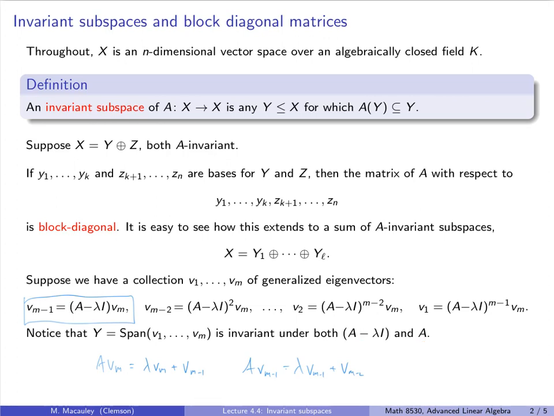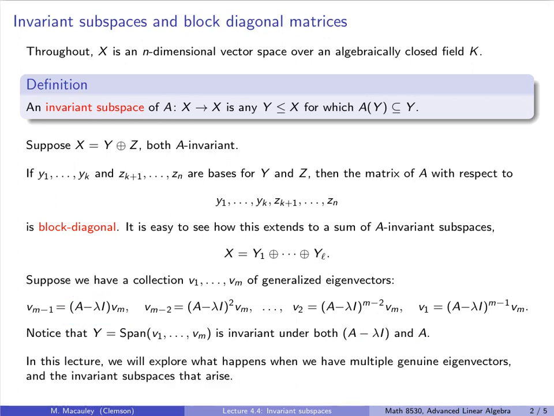also of A. In this lecture, we will explore what happens when we have multiple genuine eigenvectors and the invariant subspaces that arise and what they look like in matrix form. In this example of these generalized eigenvectors, only one of them, V1, the first one, is an actual genuine eigenvector. All of the others are truly generalized eigenvectors and not genuine.